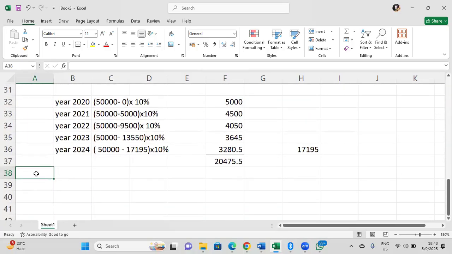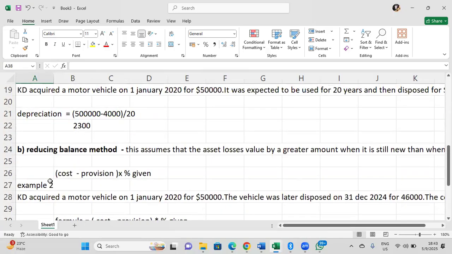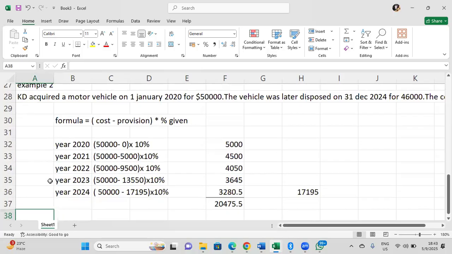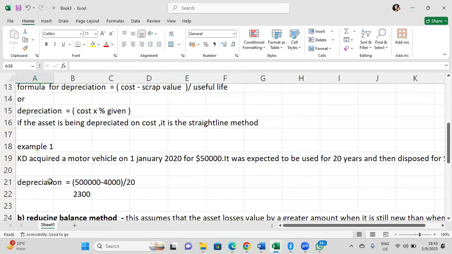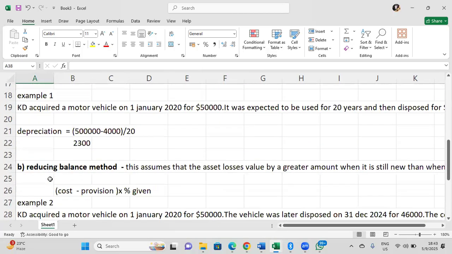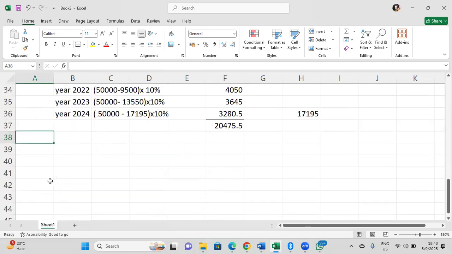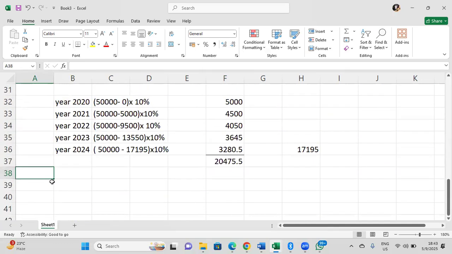So those are the two methods of depreciation that we want to look at. So the reducing balance method and the straight line method. However, there are other methods, but the key ones are the reducing balance and the straight line method.